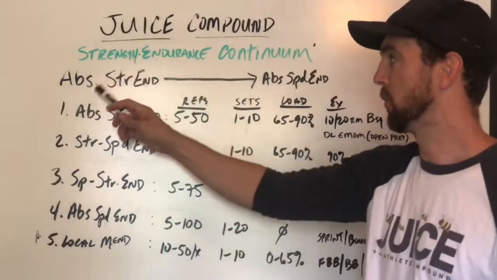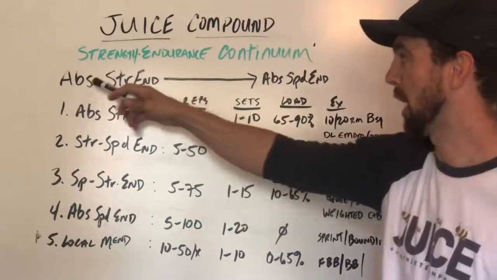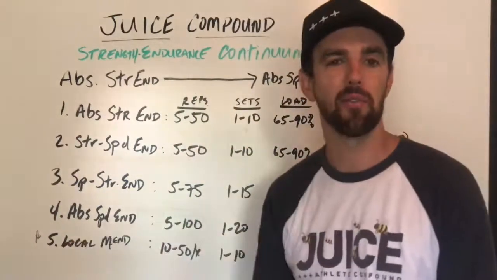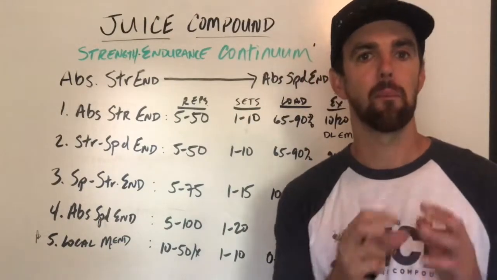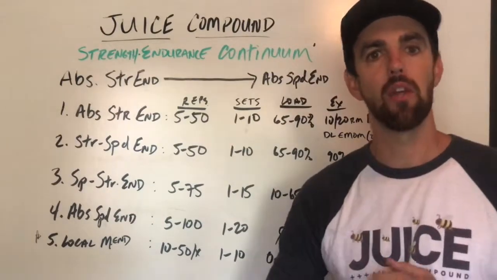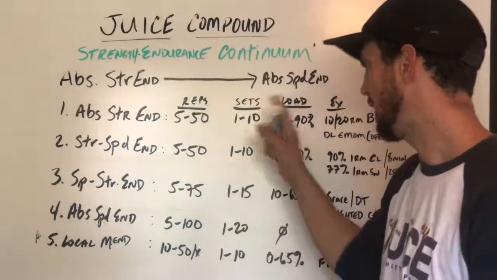And that again is the absolute strength endurance continuum. So it goes absolute strength endurance to absolute speed endurance with local muscle endurance there at the end, that one body part is kind of just burning out. And you'll see that in different people you work with or in your own workouts once you start kind of looking at it this way.